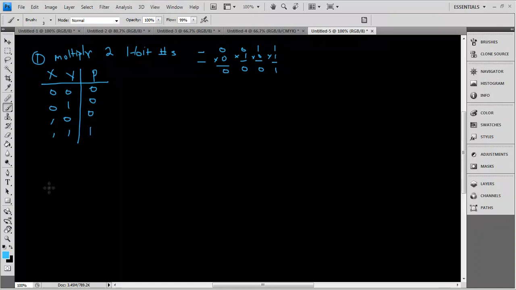So let's go on to step 2 here. Let's build our equation. There's always going to be one equation for every output bit. Well, there's only one, so P equals, and that's it. There's not going to be any other letters.